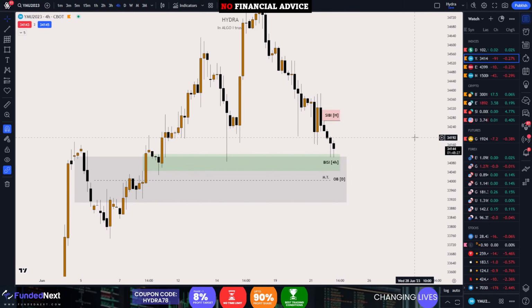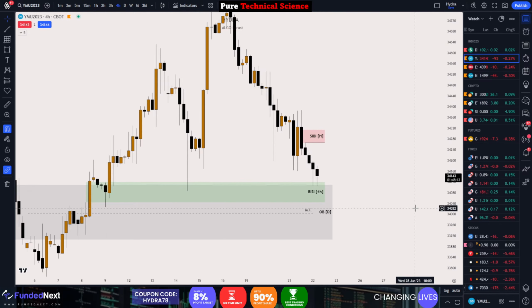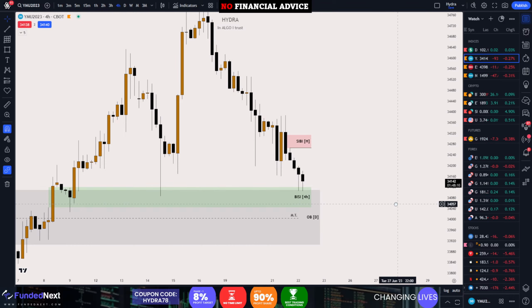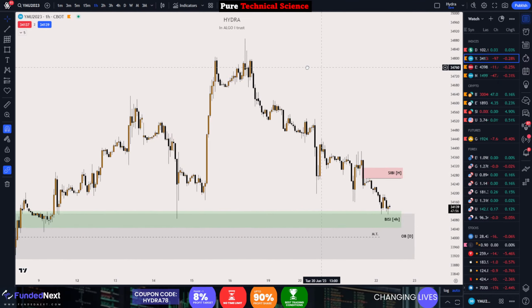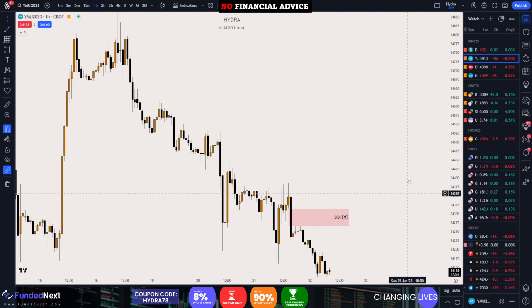If it's not doing that, then this mean threshold of the daily order block will work as my last line of defense. Okay, if price is going below there, I have no expectation anymore. But I do have expectation on the lower time frame on the hourly chart. This is our 4-hour fair value gap. I'd like to see a small little retracement from here inside here. Okay, so I'm going to drop down to the hourly chart.